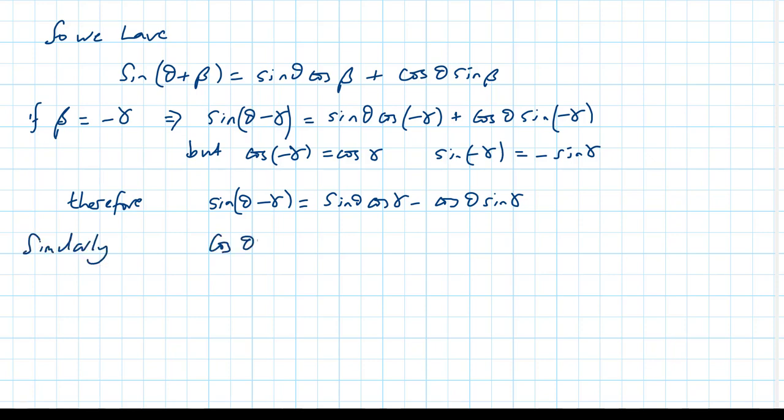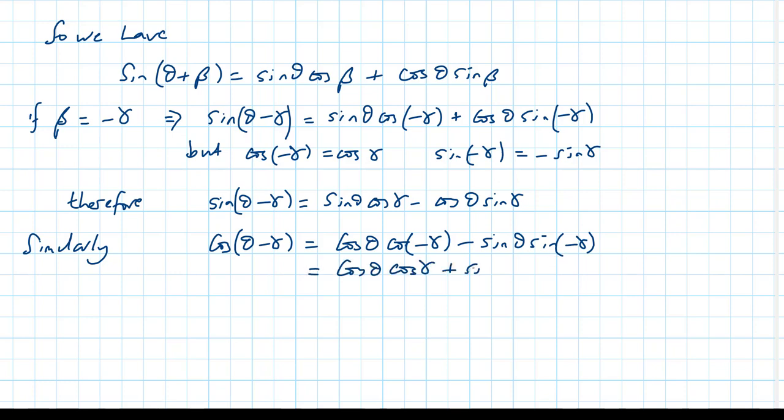Similarly, the cos of theta minus gamma is going to equal cos theta cos minus gamma minus sine theta sine of minus gamma. But using the above results, we get cos theta cos gamma plus sine theta sine gamma.